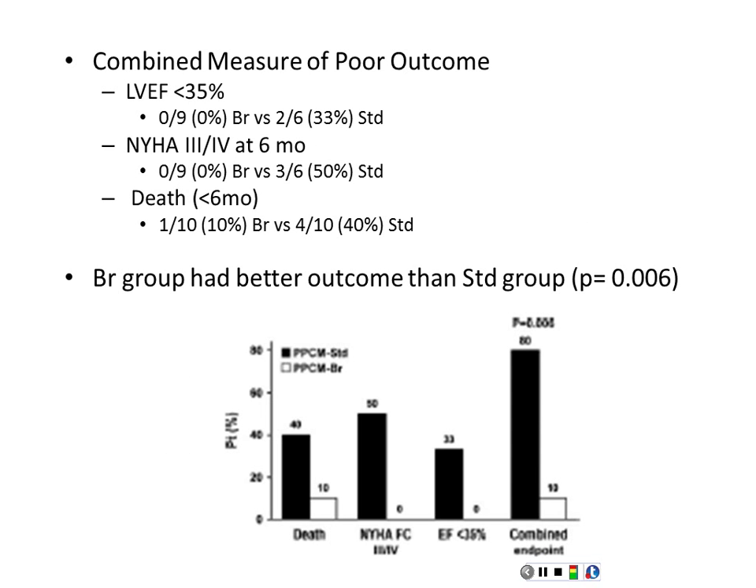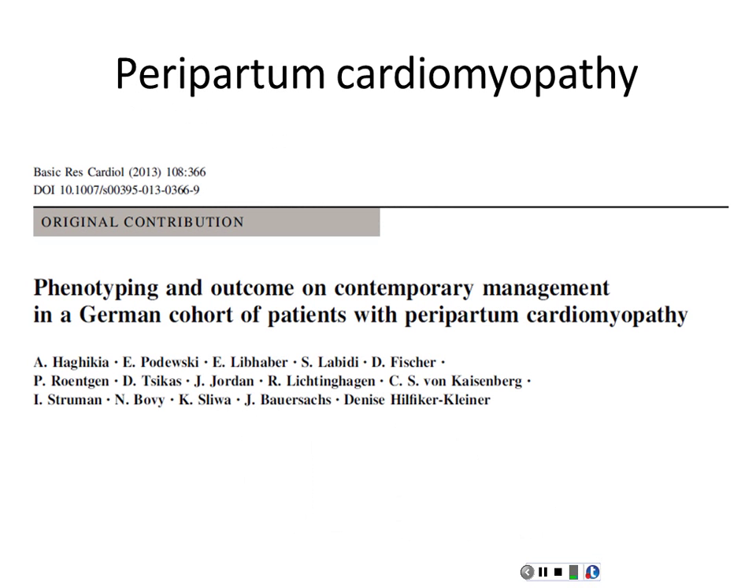And here you can see, it's difficult to see here, but the black bars are those patients who did not get bromocriptine therapy, and the white bars are those patients who got bromocriptine therapy. And you can see that in terms of death, which is the ultimate outcome, death was much, much higher in those patients who did not get bromocriptine as opposed to those patients who did. Now, granted, this was only a small number of patients.